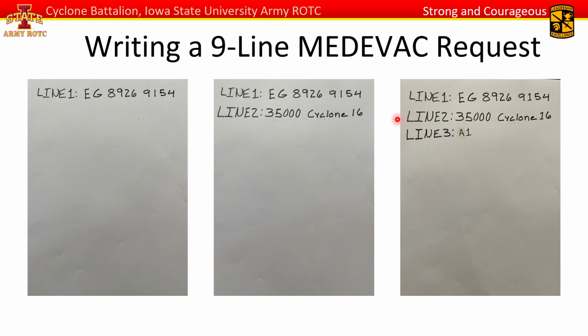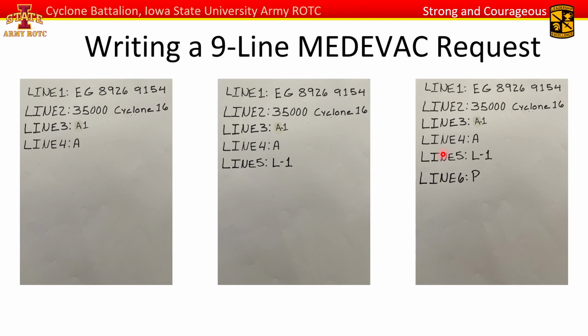So then, moving on from there, we have line 3, which was our patients by precedence. So we have Alpha 1, so we have one urgent patient for that line. And then line 4, we have Alpha. He doesn't need any special equipment, he just needs medical attention. So moving on to line 5, we have Lima 1 because he can't walk, so he's a litter patient. And then line 6, we'd said that they'd broken contact, but they could still be in the area, so they're possibly in the area, so we have line 6 is Papa.